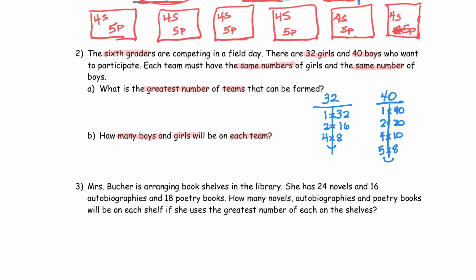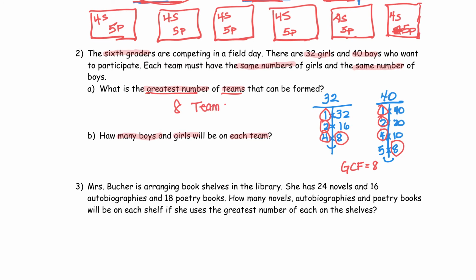Okay, using the T-charts, I'm going to go through the T-charts, and I notice, instead of making the list for this one, if you like to make the list, go for it. It's awesome. But we can use the chart. So if I go through here, I see that 1 is in both, 2 is in both, 4 is in both. 8 is in both. And that's it. So I can see that the GCF, or the greatest common factor, is 8. So now to answer the letter A, what is the greatest number of teams that can be formed? The answer would be 8 teams.